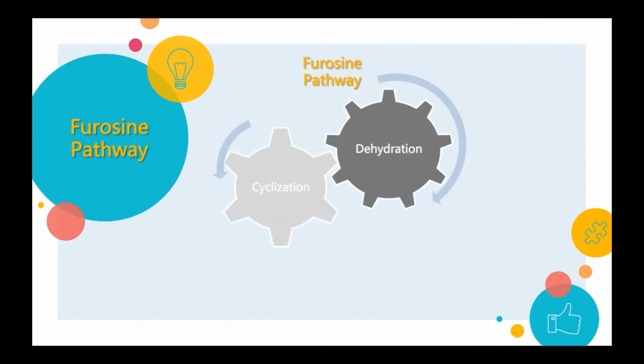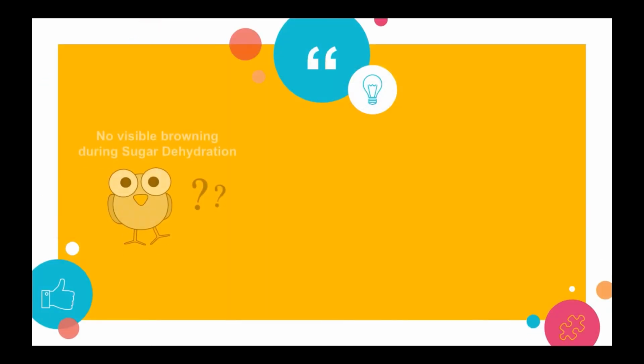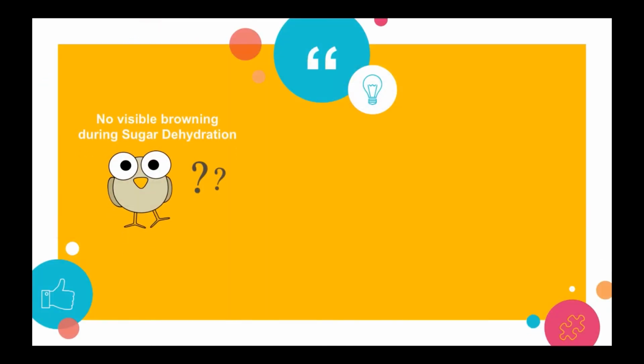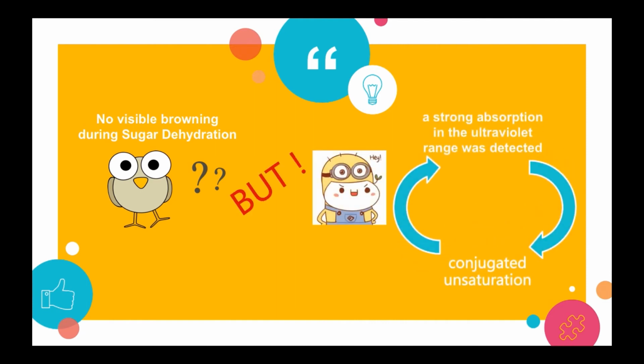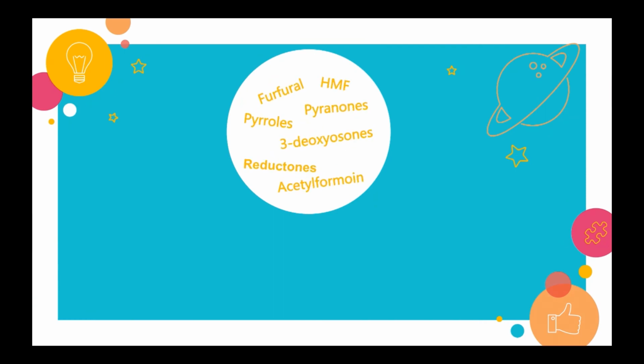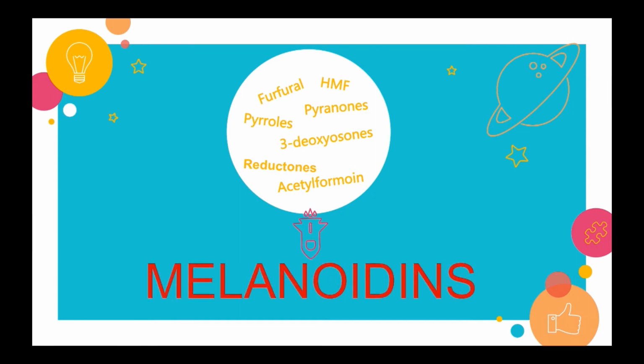In parallel with the reductone pathway, aminoacetylfuran is produced by cyclization and dehydration in the furanone pathway. This compound can easily undergo further reactions such as oxidation and condensation. Visible browning hasn't begun during the intermediate stage, but a strong absorption in the ultraviolet range can be detected, indicating conjugated unsaturation contributed by sugar dehydration. Besides, many reactive intermediates are produced. These intermediates can further react with amino acids by condensation, cyclization, and polymerization to form melanoidin.